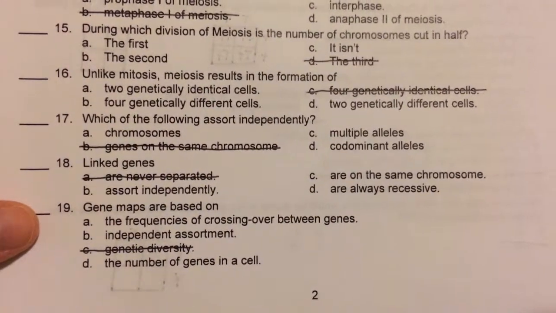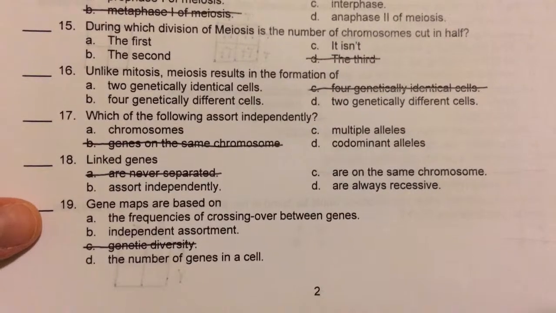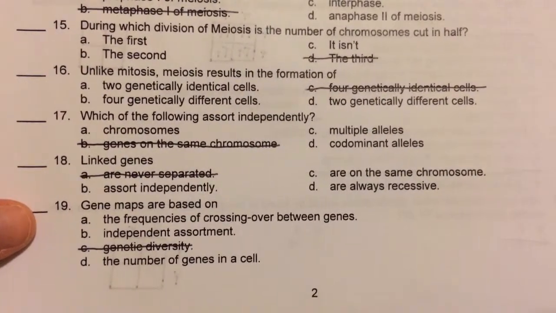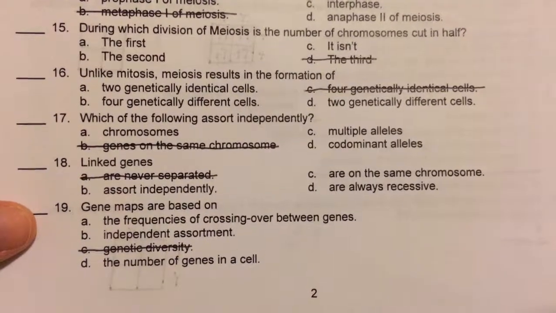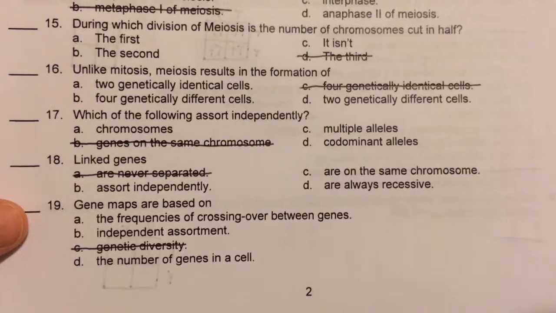Number 19, gene maps are based on A, the frequencies of crossing over between genes, B, independent assortment, or C, the number of genes in a cell.